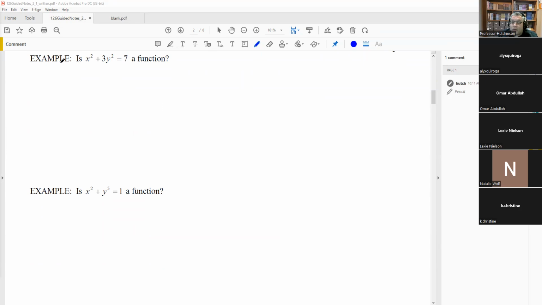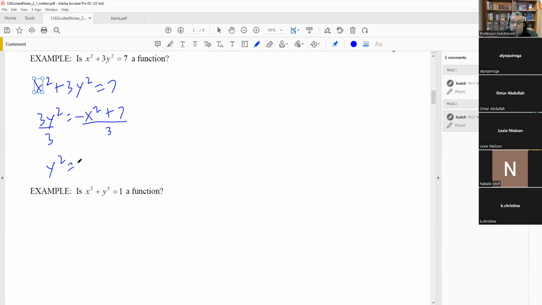So let's take a look at this first one, and we're going to solve for y squared, which means that we're going to subtract the x squared over to the other side. So we'll just move that across the equal sign and you get a minus. Then we want to divide everything by 3. So we'll just divide the whole thing by 3 there. And we get y squared equals negative x squared plus 7 over 3. We're not done yet because we've got to solve for y itself.